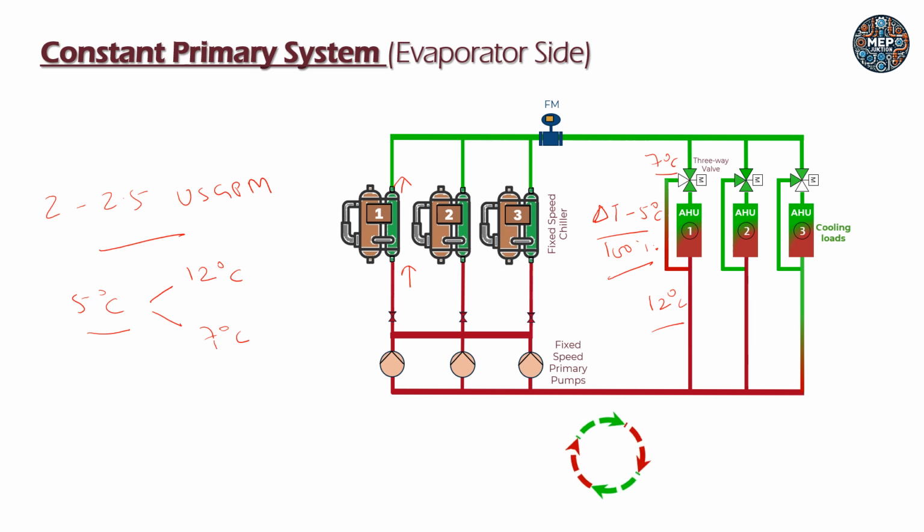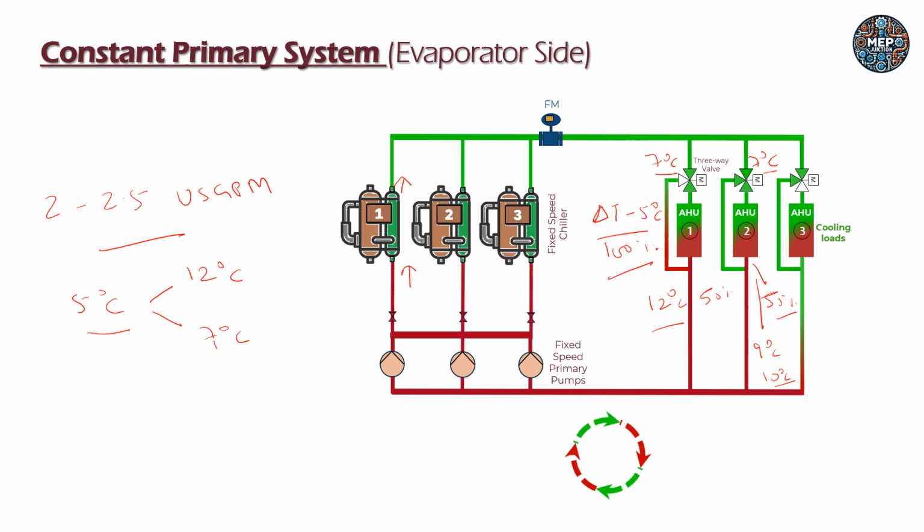Next, you can see all three are green. It means the water is going through the AHUs as well as through the bypass line. It means this AHU is partially loaded, and maybe if I consider 50-50%, 50% is coming from the bypass and 50% from the AHU side. So the inlet again here is 7 degrees Celsius, but the outlet may not be 12 degrees. It may be 9 degrees, it may be 10 degrees Celsius. So this is an example of a partial load condition here.